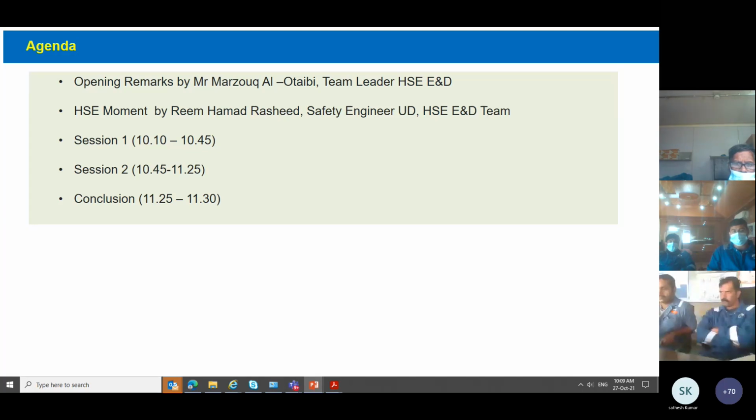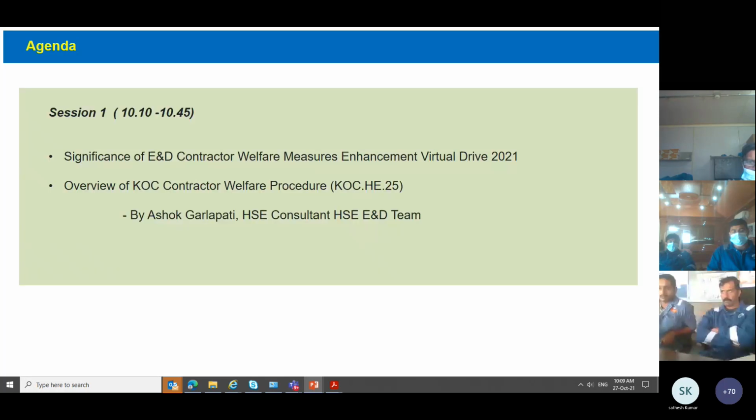As our team leader was telling, sharing the best practices of welfare measures is one of the key events today, and we are going to have a conclusion after all the 3 sessions, and we can have any discussions afterwards also. So in session 1, what exactly we are going to talk about is the significance of the E&D contractor welfare measurements drive, why we are doing this program, which is already briefed by our team leader, but I'm going to talk a little in detail about the objectives and other things.